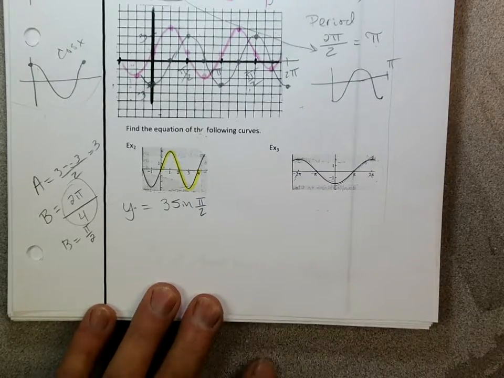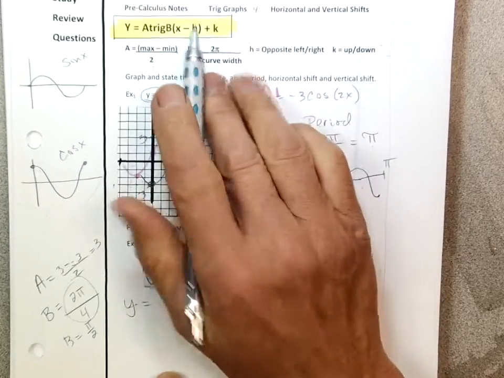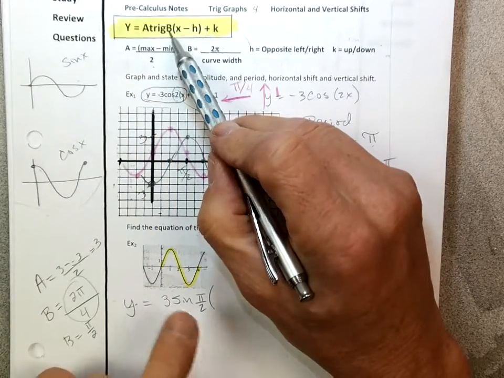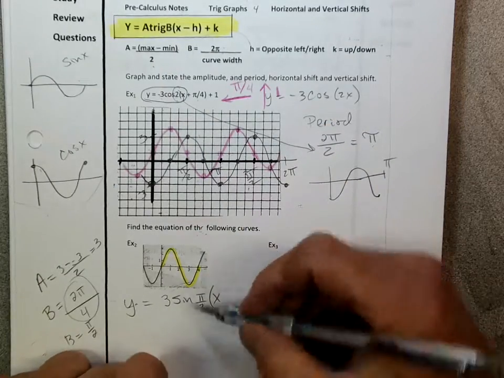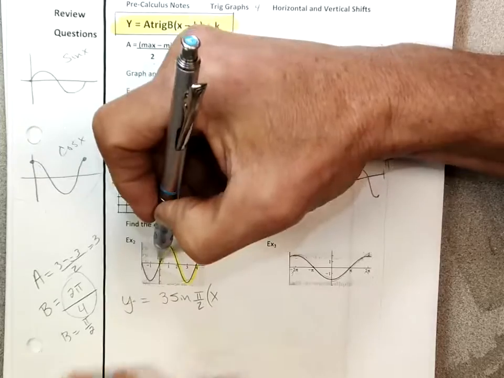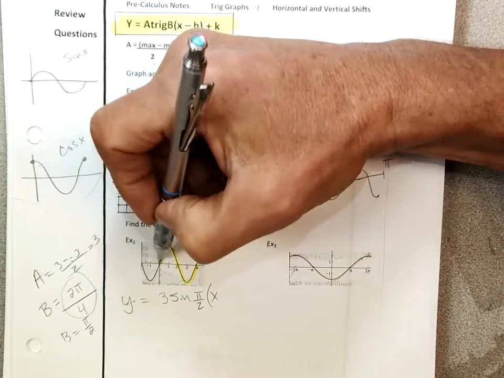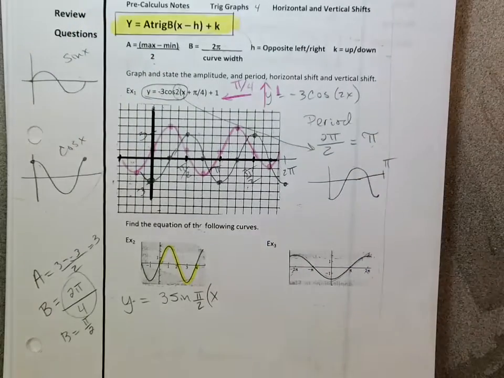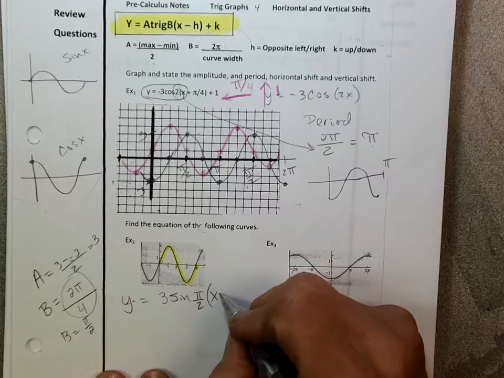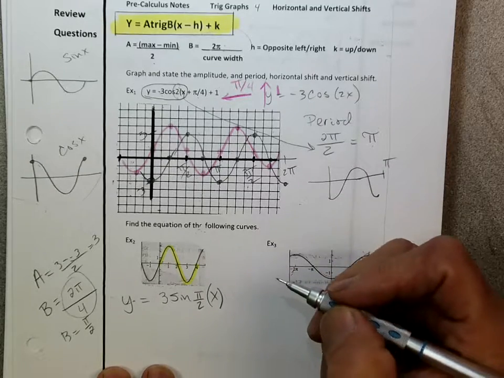Okay, parentheses. I'm just following this formula right here. Following this formula, I've got my frequency, parentheses x. Now, the sine curve has not been horizontally shifted. It started right at the origin, which is exactly where it is. So really, there's no horizontal shift. I could put a minus 0 in there, but it's kind of a waste of time. So there is no horizontal shift, right?